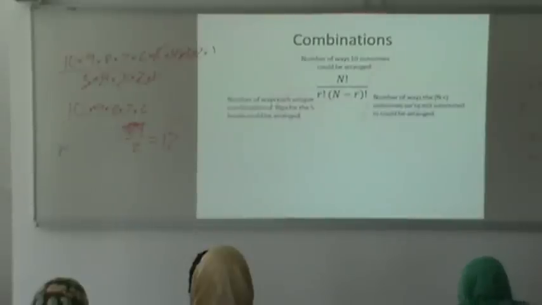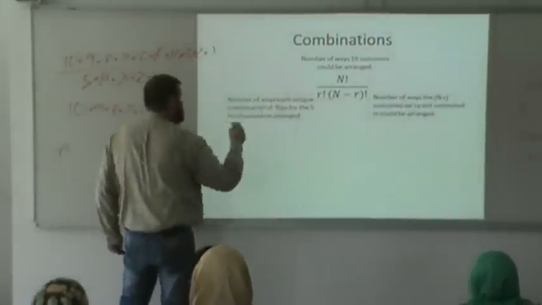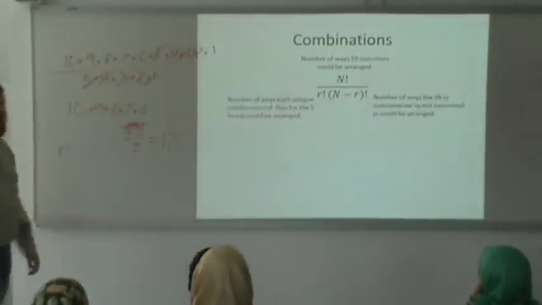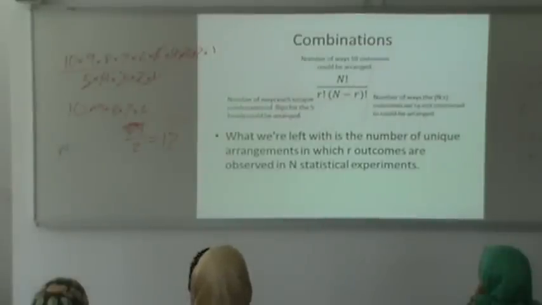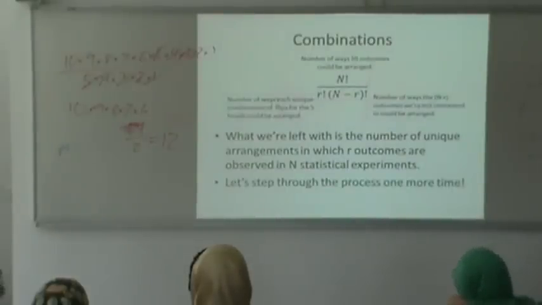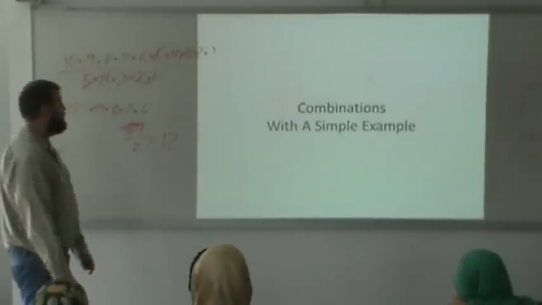Finally, we divide by r factorial, which is the number of ways each unique combination of flips for the 5 heads could be arranged. So what we're left with is the number of unique arrangements in which r outcomes are observed in n statistical experiments. Let's step through the process one more time.